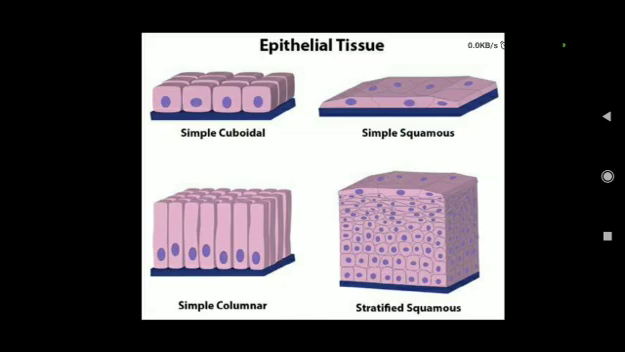Epithelial cells often acquire additional specializations as gland cells, which secrete substances at the epithelial surface. Sometimes a portion of the epithelial tissue folds inward and a multicellular gland is formed. This is glandular epithelium. So these are various types of epithelial tissue.